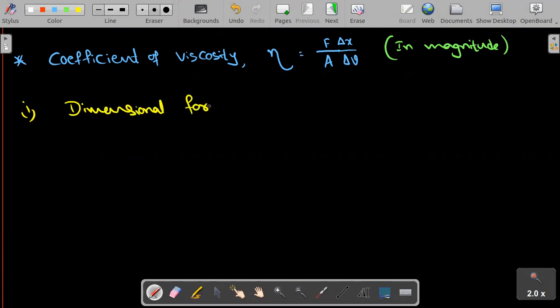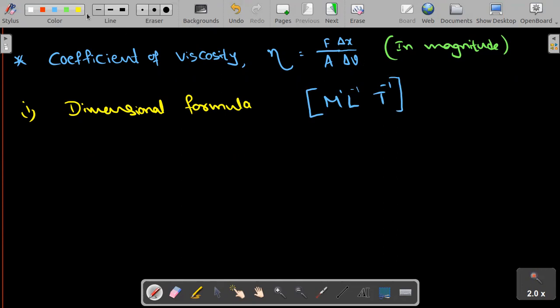What do you think? What can be the dimensional formula for coefficient of viscosity? I'm directly writing, you prove it: M raised to 1, L raised to -1, T raised to -1. So what you need to do is substitute the dimensions of F, A, delta x, which is position only, and v, which is velocity. You can substitute their dimensions and let us see whether you are getting the same dimensional formula or not.